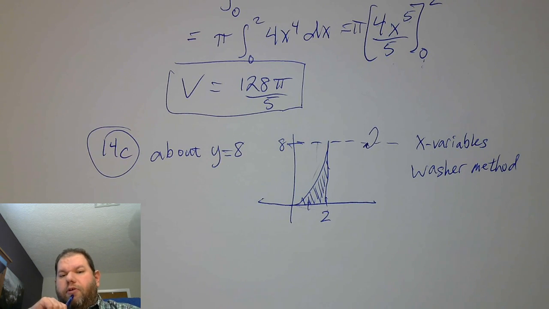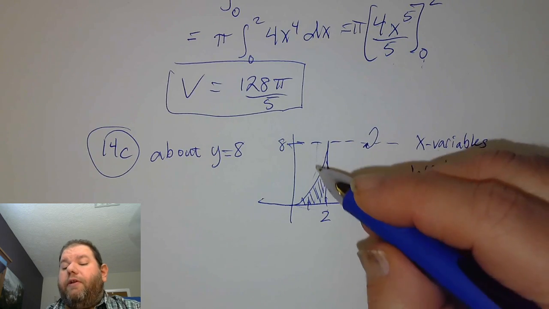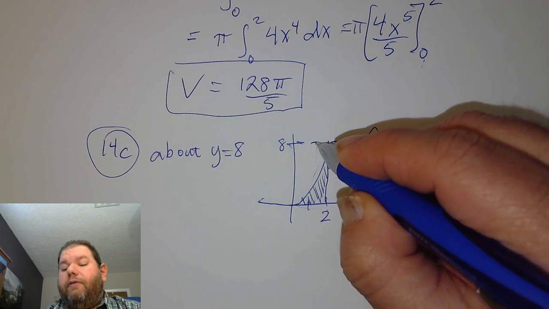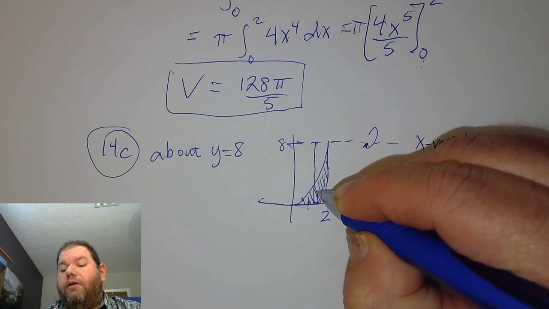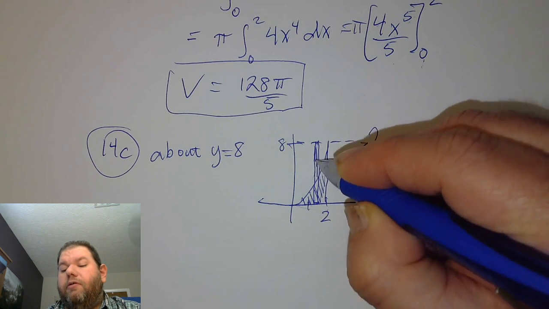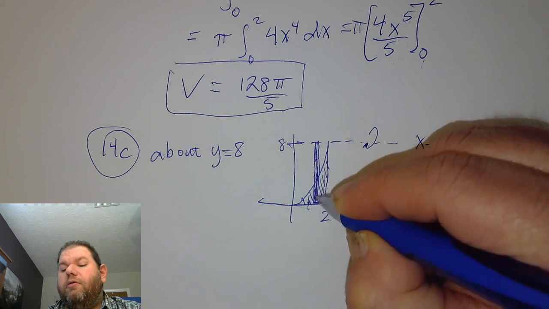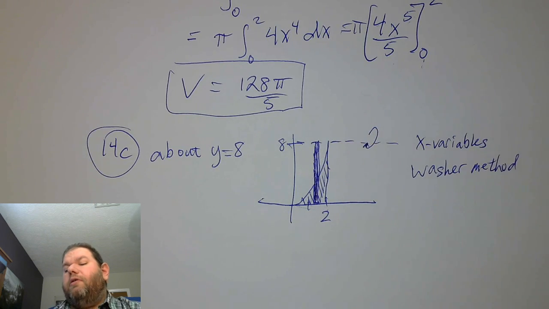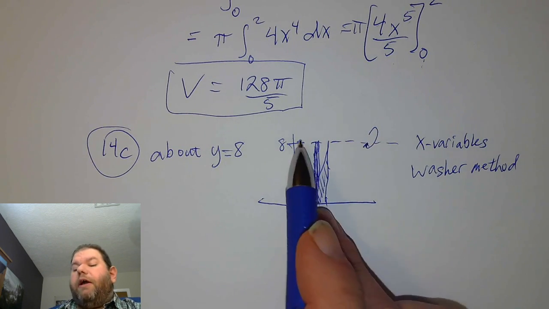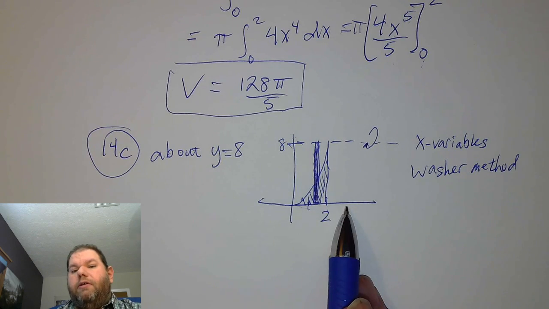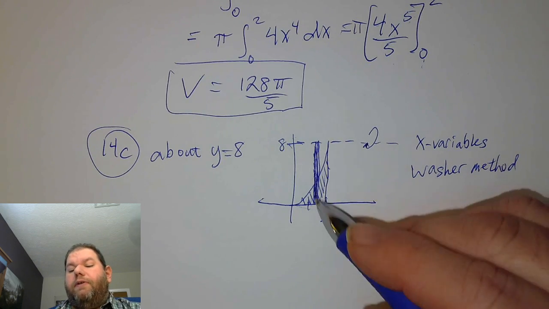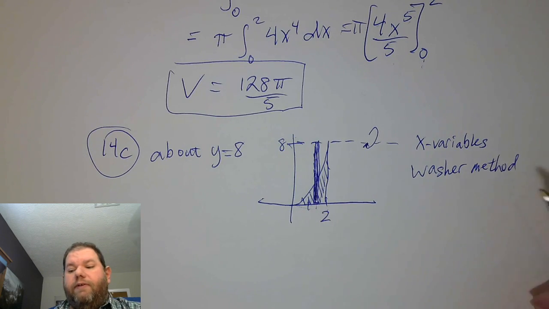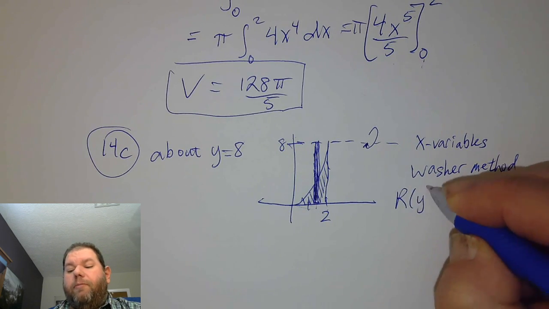Now, here's where it's a little more difficult, because we have to figure out what are the radii that we use for this washer method, because we have to have two different radii. One radius goes from the axis of revolution to the farthest side of the shaded figure. Now, from our axis to the farthest side, what is that vertical distance? How do we measure that as a formula, R of y?